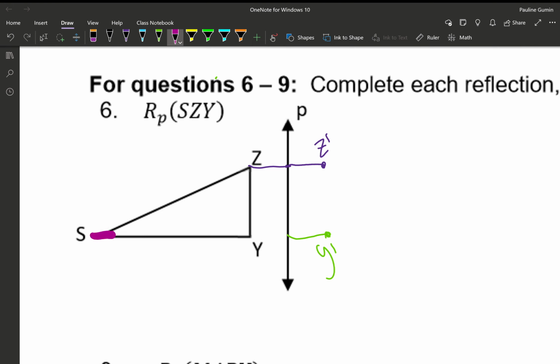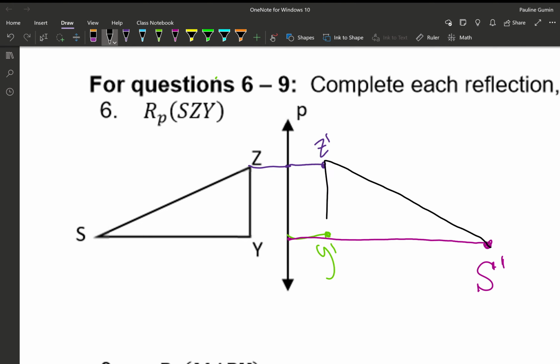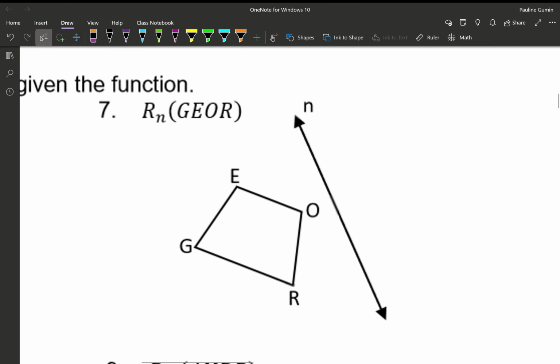And lastly, I'm going to measure from, oh, I forgot to undo the thickness of that pencil. I'm going to measure from S to the line P. That's too long. There we go. And I'm going to go ahead and take this measurement and recreate it on the other side. So here is S prime. We got all those measurements. Let's connect our dots, and we have our triangle. So I'm going to connect S to Z to Y and back to S. There's our reflection. Let's do the same thing for number 7.